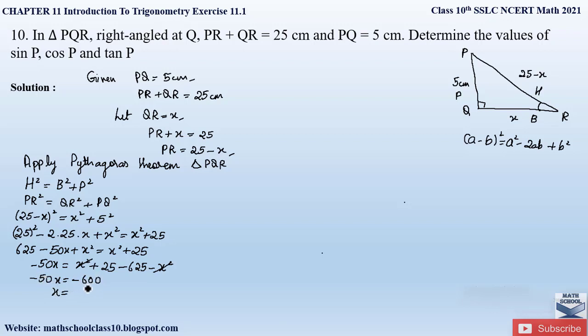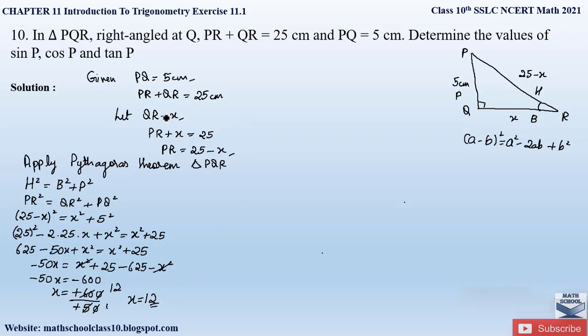Send this minus 50 to the right hand side. So it is minus 600 divided by minus 50. So this minus and minus will become plus. Now cancelling the 0s, 5 times 12 is 60. So here we got x value as equal to 12, right?